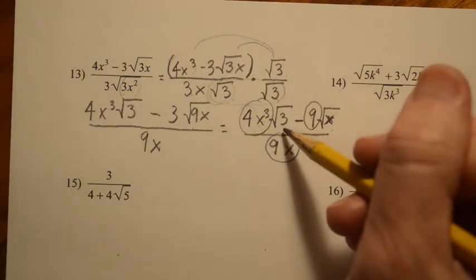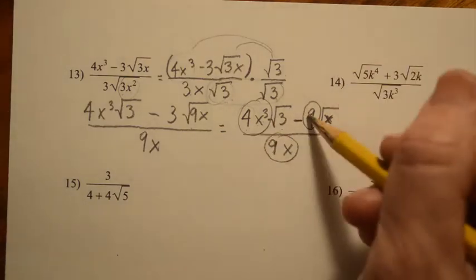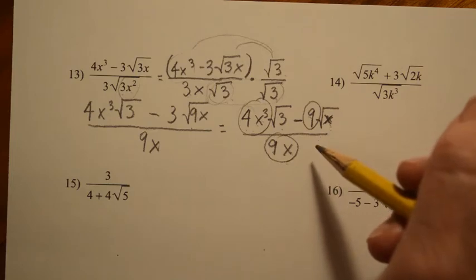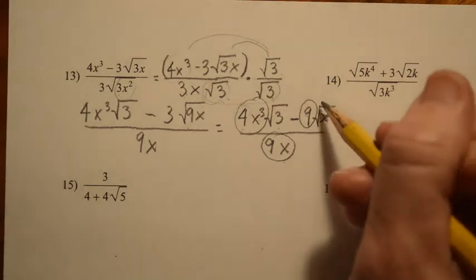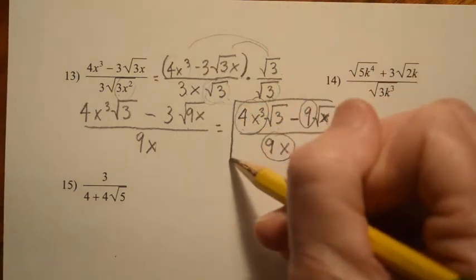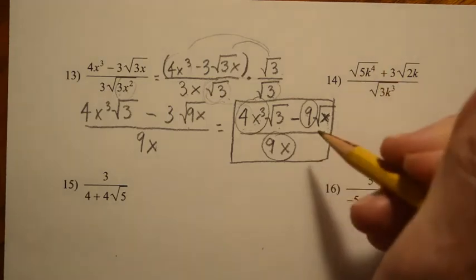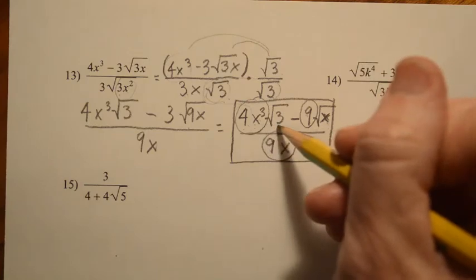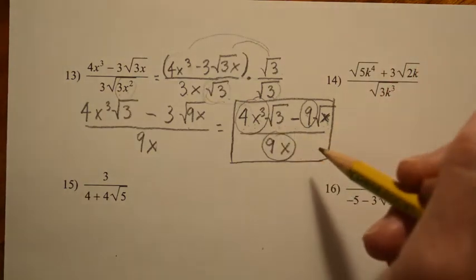And then the same thing, again, you might argue that this has an x in it, but it's an innie, and these are all outies. So I can't simplify that. All right, and then the other thing that we looked at is, did I get all the radicals out of the denominator? And the answer is yes. So this, as unsimplified as it looks, is actually the most simplified form that we can get on that. All right, so 4 times x cubed times square root of 3 minus 9 times square root of x all over 9x.